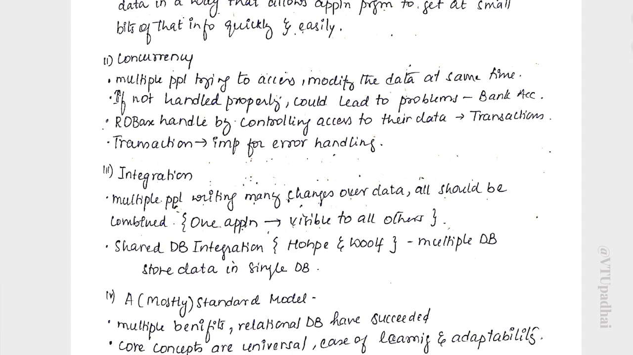So here we have shared database integration. So shared database integration is a common approach where all the applications will store and access the data under one database. So here examples are Hope. So this was introduced by this person, Hope and Wolf.